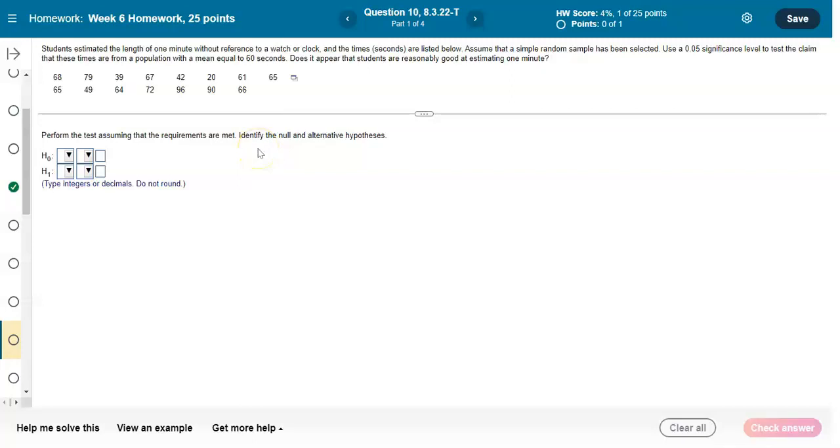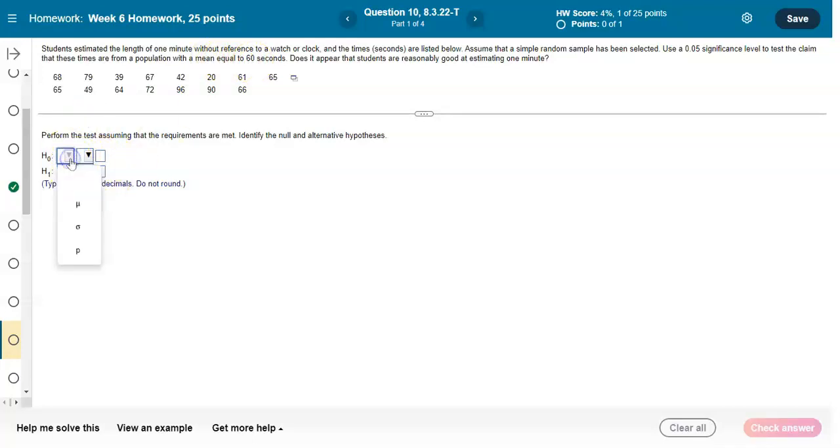So if we are trying to determine this, what we want to do is look in the question for something about what our claim is. So that was right here. It said test the claim that the times are from a population with a mean equal to 60 seconds. So we know we're doing a test about a mean, and we know that the claim is that the mean is equal to 60 seconds. So how do we fill this out?